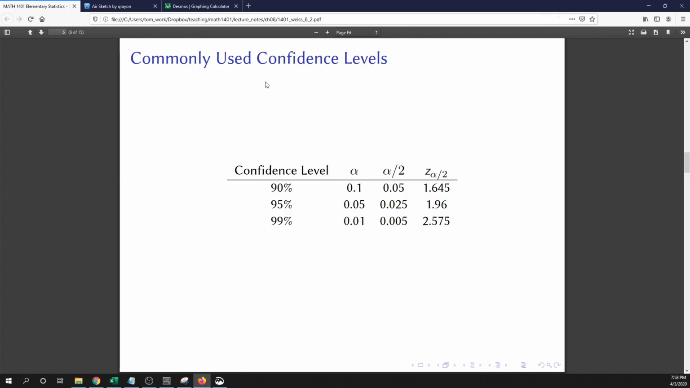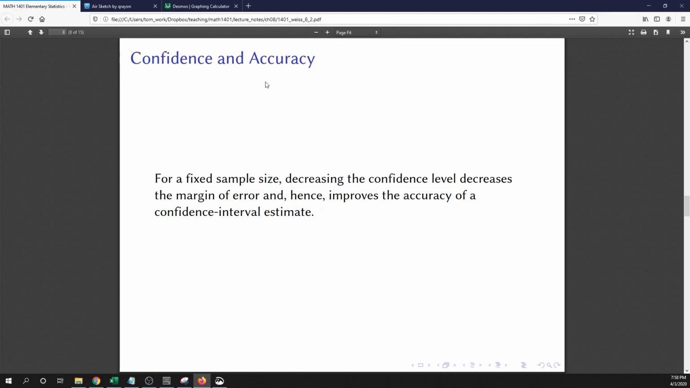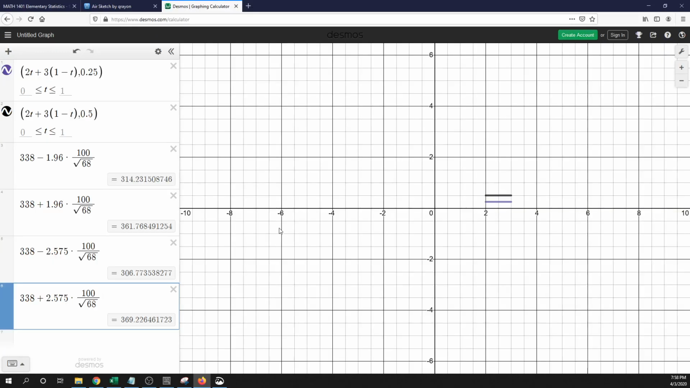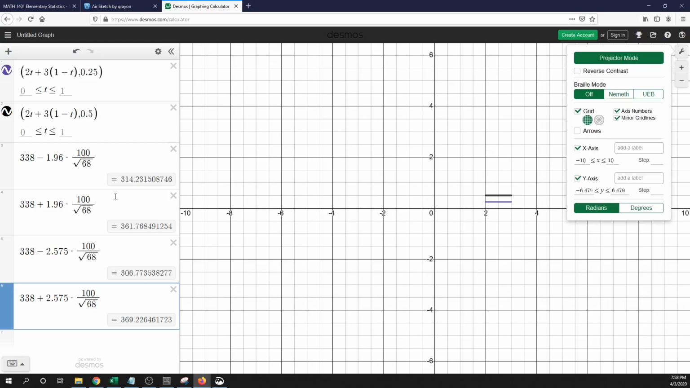All right, so going back to the problem, it says, draw a graph similar to 8.6 in page 343 to display both confidence intervals. I'm just going to use Desmos to do that. You don't have to do that. It's just illustrating what I just told you about the relationship between confidence and accuracy. So I am going to just draw this, and we'll need to go basically from like 300 to 400, let's say, on the x-axis.